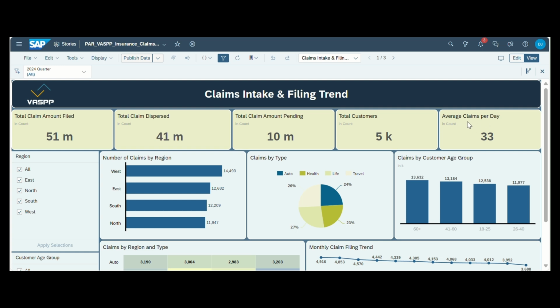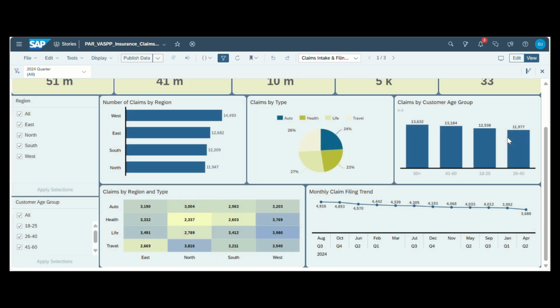Finally, we have average claims per day, currently at 33. This is your team's daily rhythm, a key indicator of processing demand. Claims managers and workforce planners use this to identify volume spikes and plan capacity ahead of seasonal peaks or special events. Now, let's explore how this volume is distributed across regions, claim types, and customer demographics.